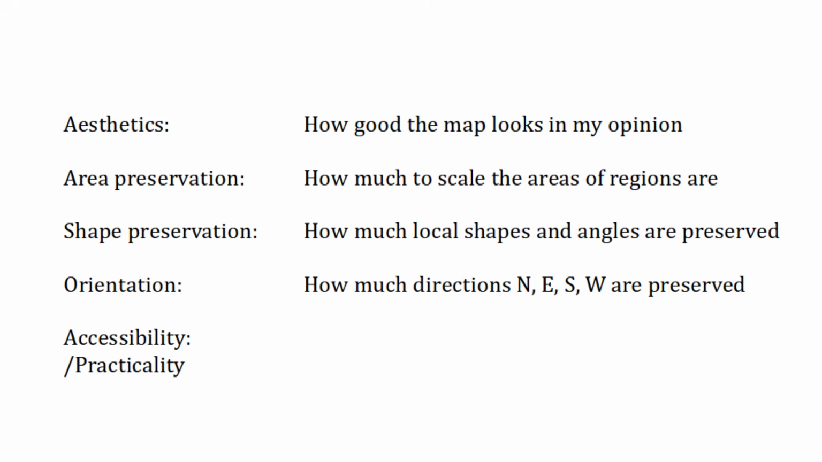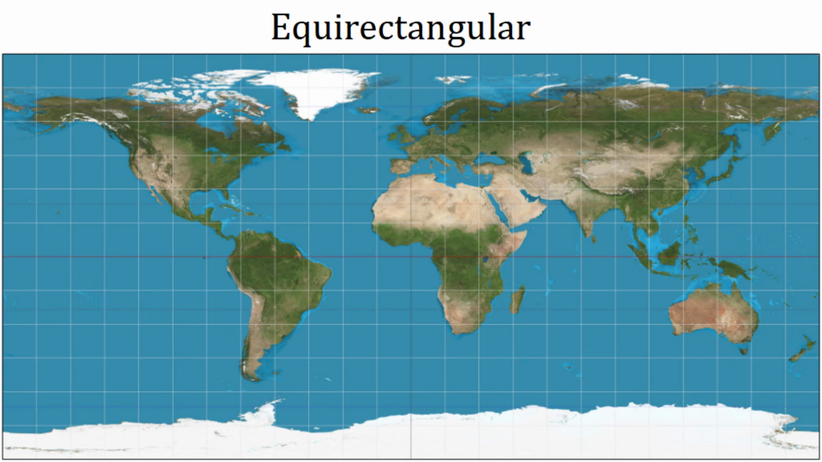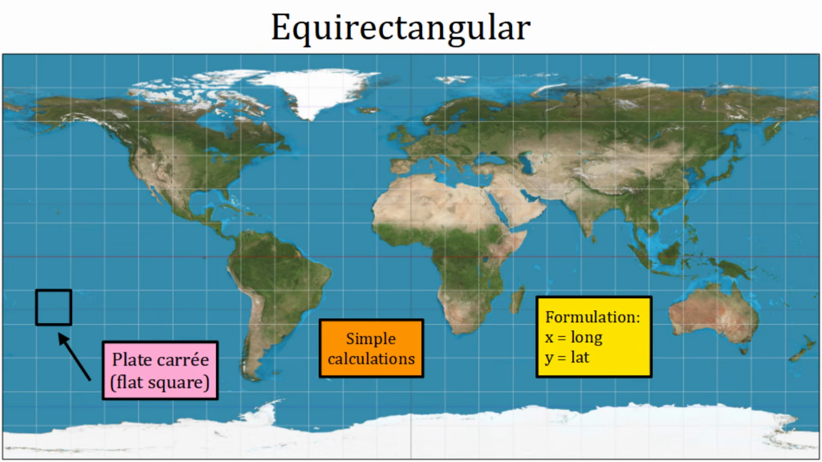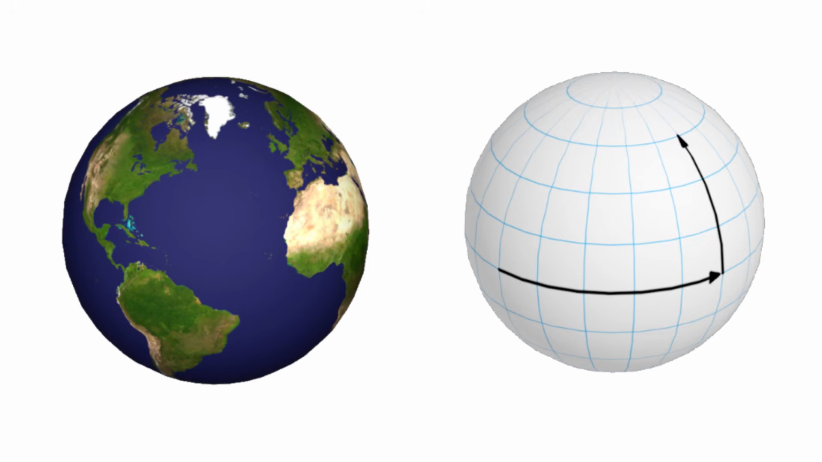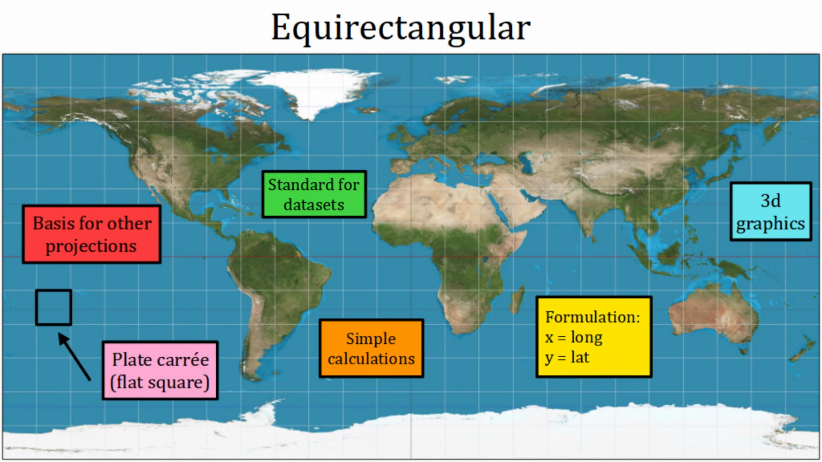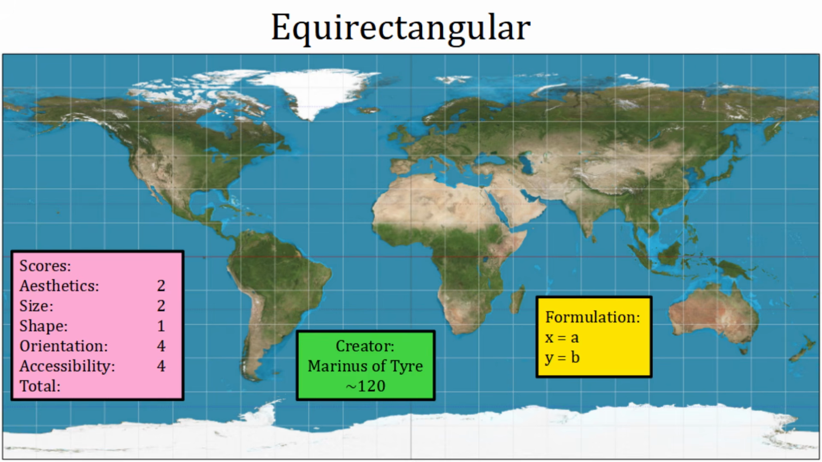accessibility/practicality. This represents how easy a projection is to use and understand. Flat square is probably the easiest projection to understand due to its simple formulation and perfect squares. Its easy calculations make it the standard for datasets. Also, most projections are based on it, so it has many different applications. In fact, the 3D images that I made for this video use the flat square projection to apply textures to a sphere. For those reasons, it gets a 4 in this category, bringing its total to 13.